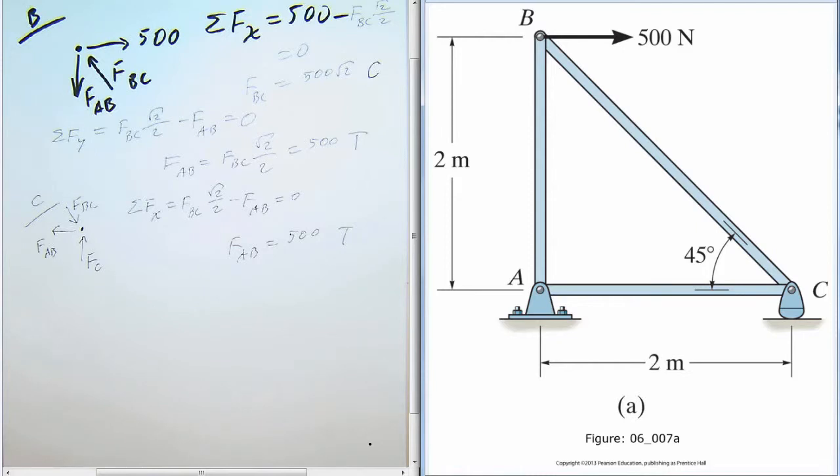So that was one quick example where we use the method of joints to find the forces in the members of a simple truss. And now we will look at another example.